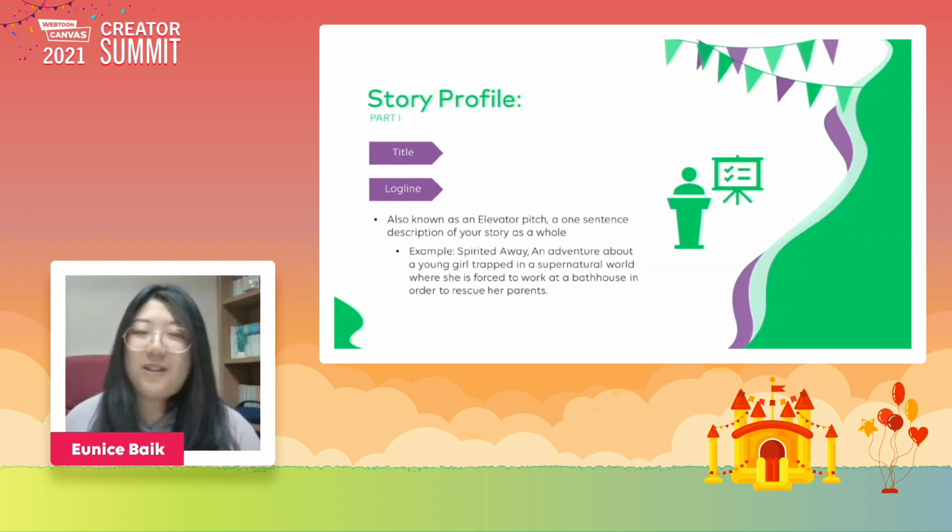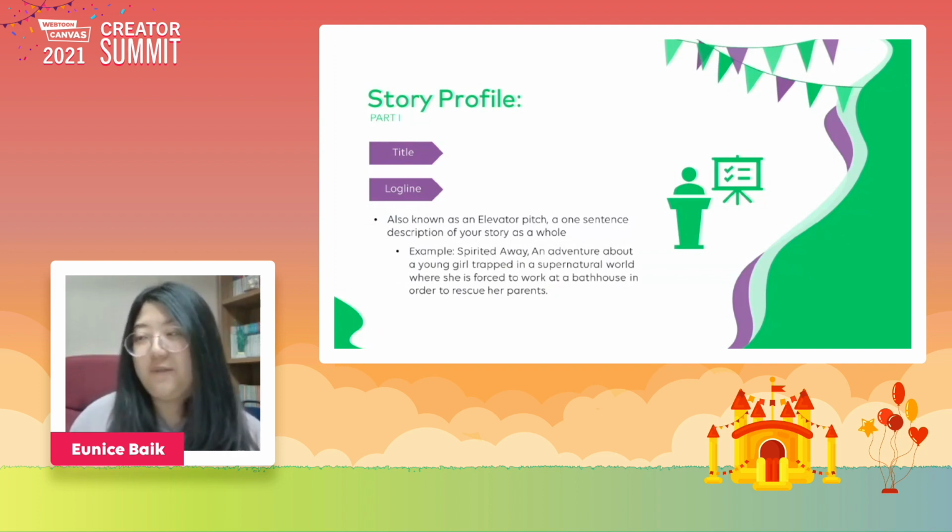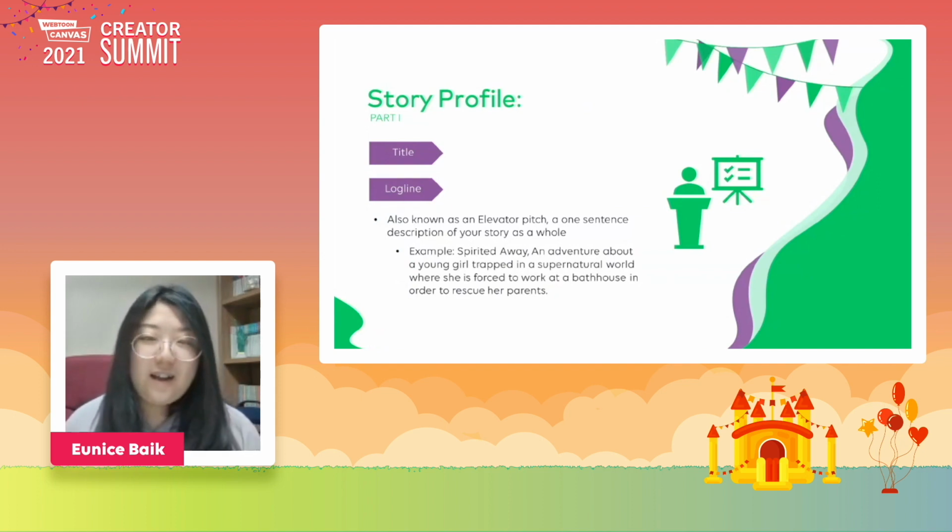And so we'd always like to see a nice log line of just the story concept in general. There's an example here for Spirited Away. It's about an adventure of a young girl trapped in a supernatural world where she is forced to work at a bathhouse in order to rescue her parents and herself. So how can you make it engaging? It'll be one of the early things that people will be looking at. Also, it's just good to have it as one sentence. If it goes longer than that, we'd probably categorize this as a summary.